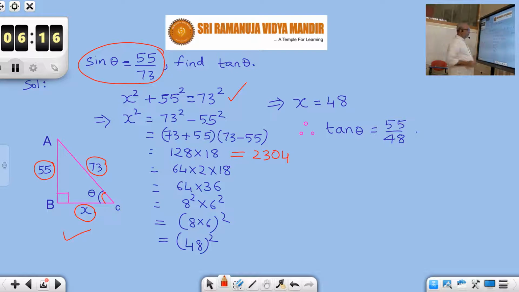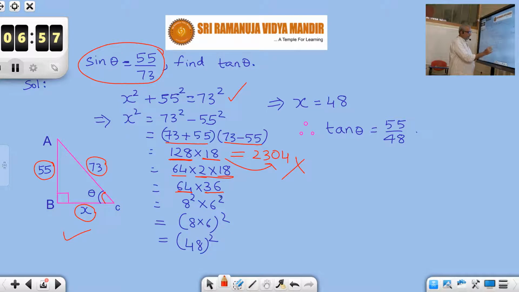73 plus 55 into 73 minus 55. So 128 into 18. So here some students are going forward like this. 128 into 18 is 2304. That is not the easier method. The easier method is writing 128 into 18 as perfect squares. So write 128 as 64 into 2. 18 only. So 64 into, this 2 into 18 can be written as 36.